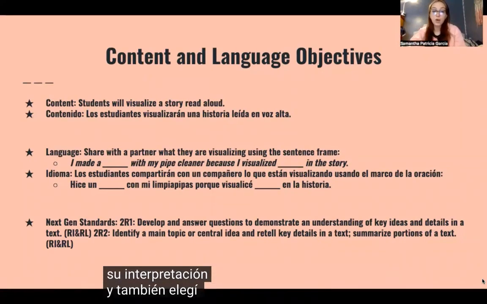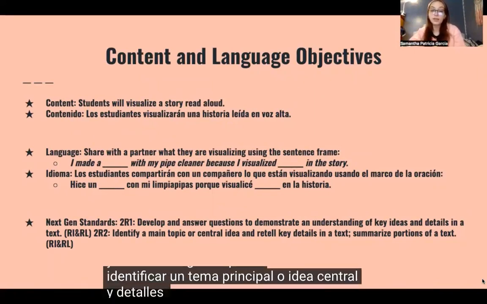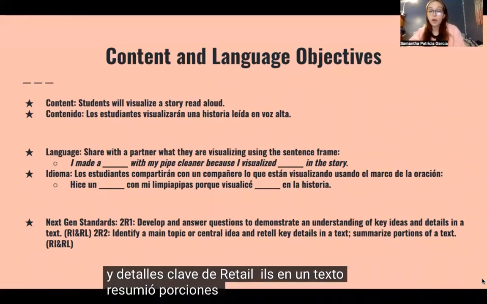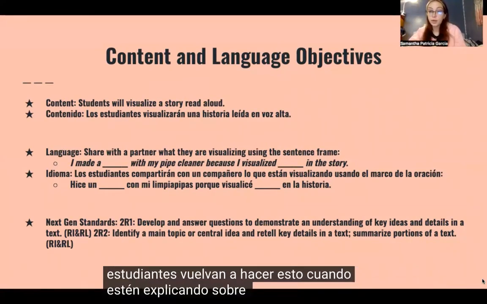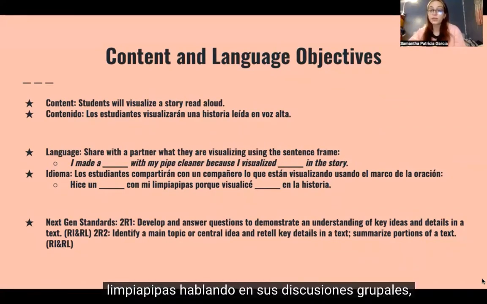And I also picked out 2R2, which is identify a main topic or central idea and retell key details in a text, summarize portions of a text. So students will be doing this again when they're explaining about their pipe cleaner, talking in their group discussions, etc.